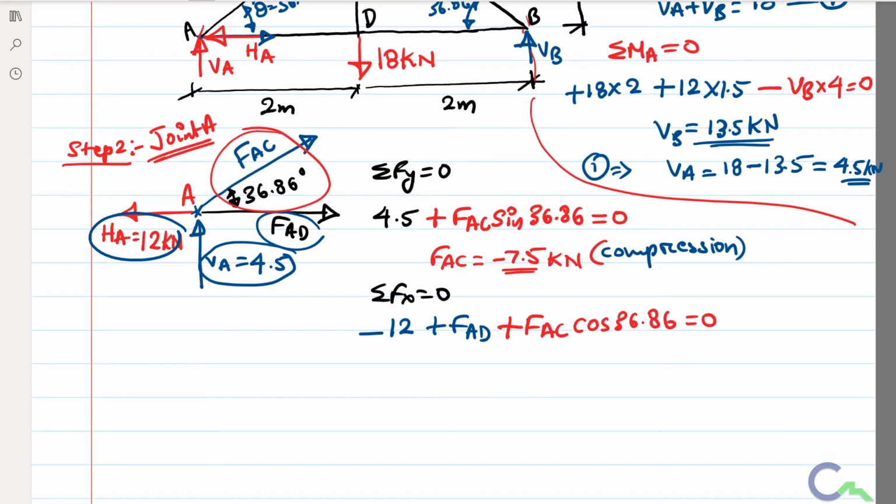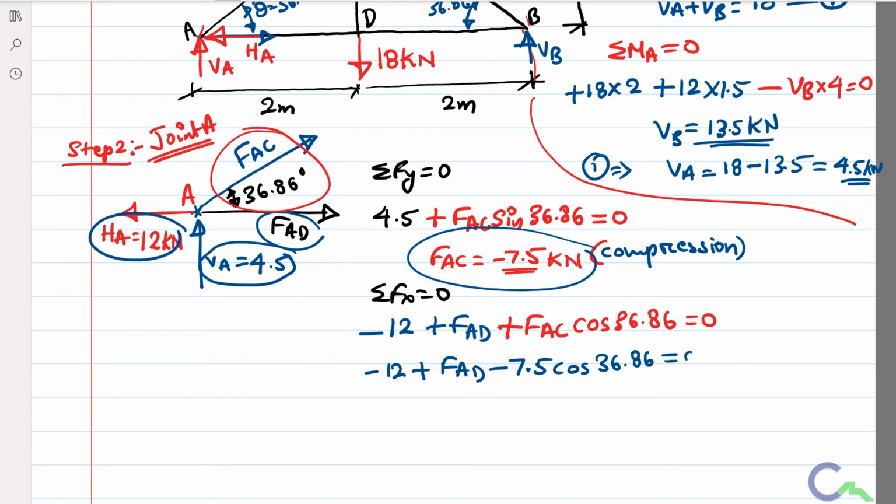But FAC I already calculated in the previous step. I'm going to substitute here, therefore minus 12 plus FAD minus 7.5 cos 36.86 is equal to 0. Therefore FAD is equal to, we'll get 18 kilonewton. We got a positive answer, therefore the assumption is correct. This member is in tension.